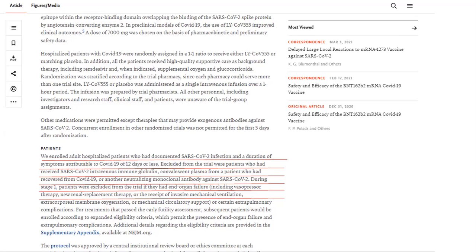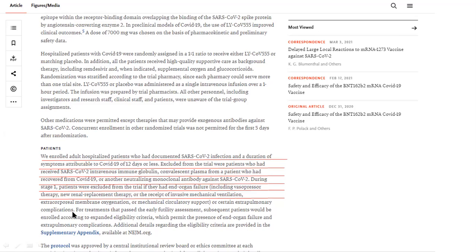In this group, what are the patients that we would like to exclude? From this trial, we would exclude the patients who have received intravenous immune globulin, because then you will not be able to get this, have received convalescent plasma, or other neutralizing monoclonal antibodies. Further, they have highlighted that during stage 1, patients were excluded if they had end organ failure, or new renal replacement therapy, or receipt of invasive mechanical ventilation, extracorporeal membrane oxygenation, or mechanical circulatory support, or certain extrapulmonary complications.